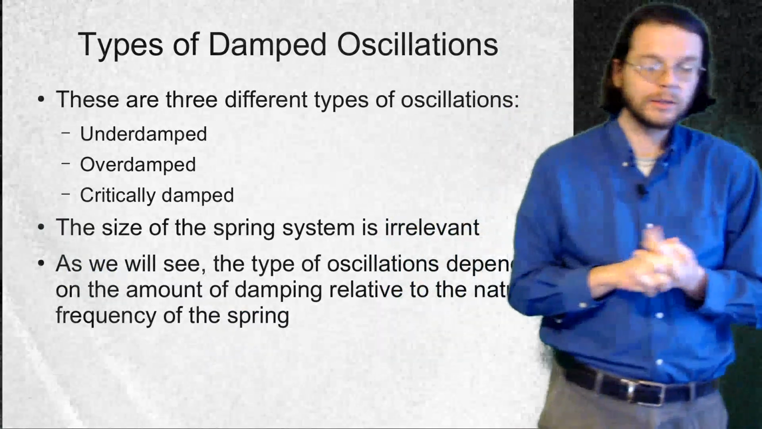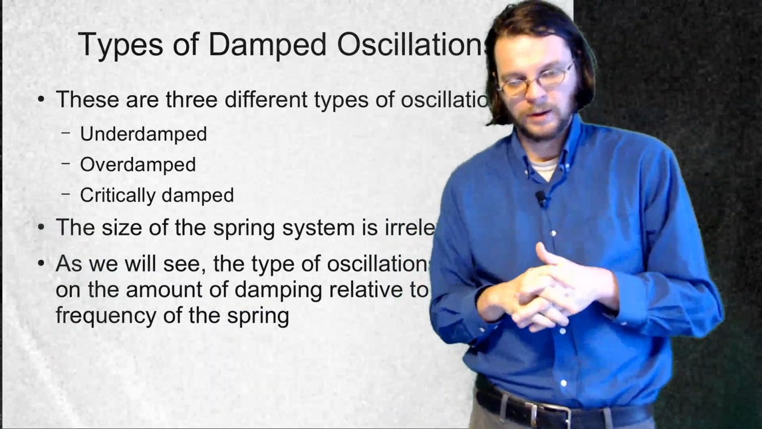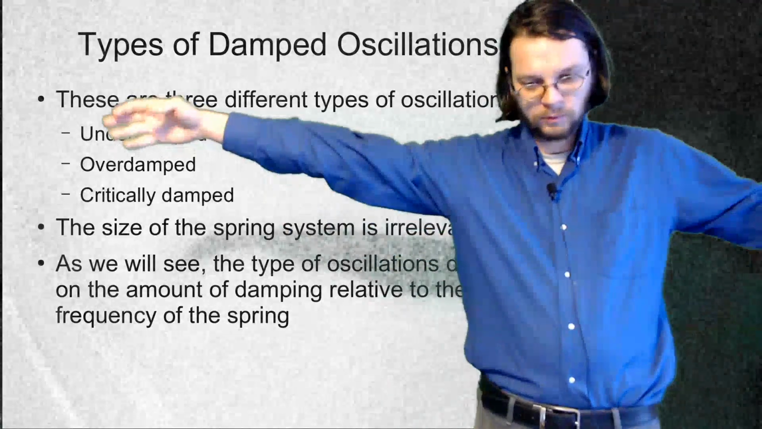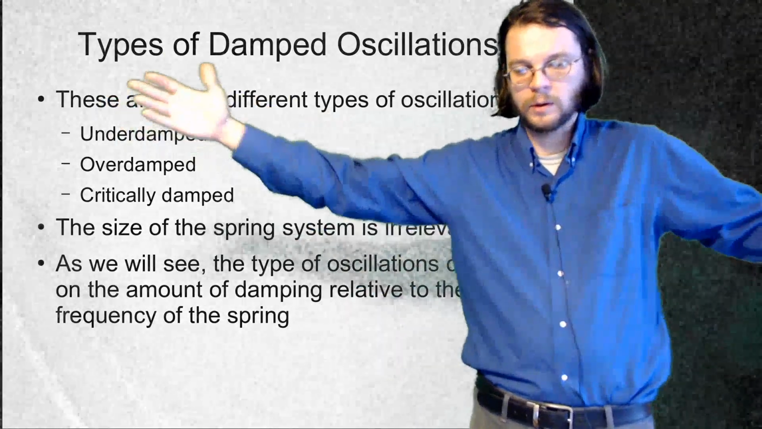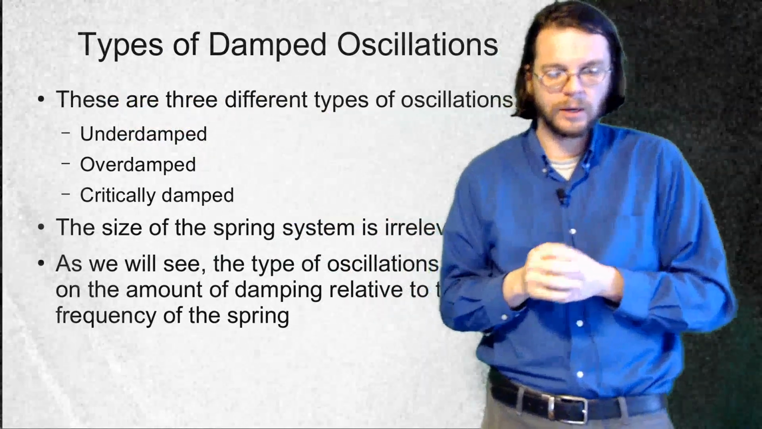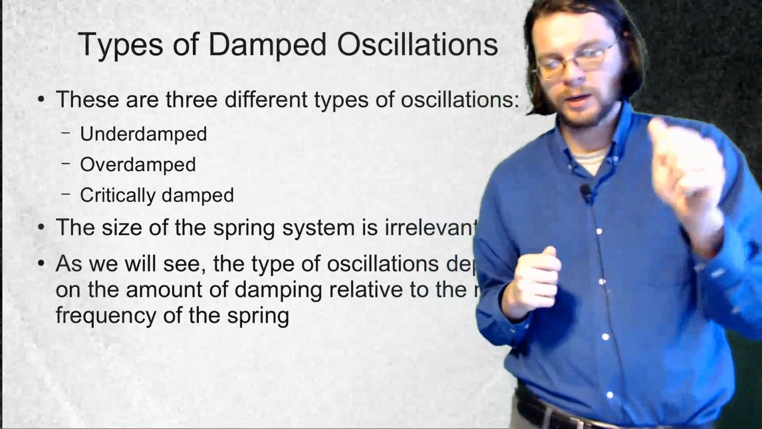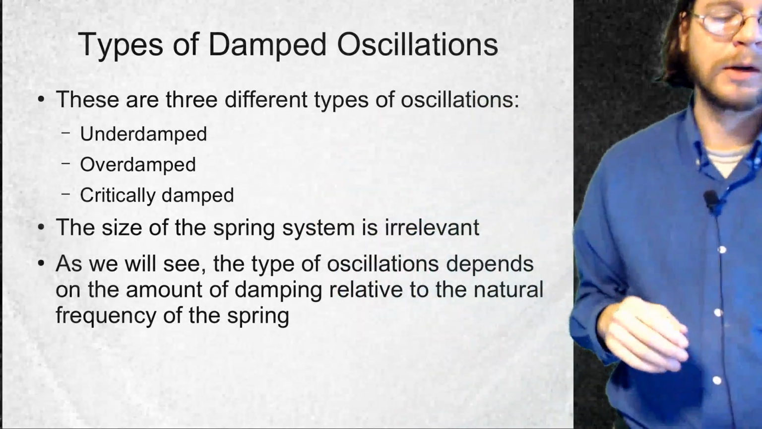And what's interesting is that it does not really depend on the size of the spring system. So you can have overdamped oscillations that are enormous or very, very small. You can have underdamped oscillations that are very enormous or very, very small. The size of it is not as important as things like what is the K constant of the spring relative to the mass and those kinds of ratios.